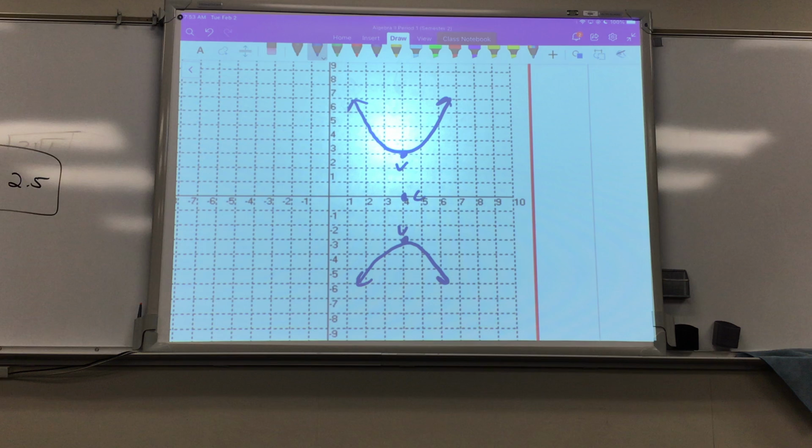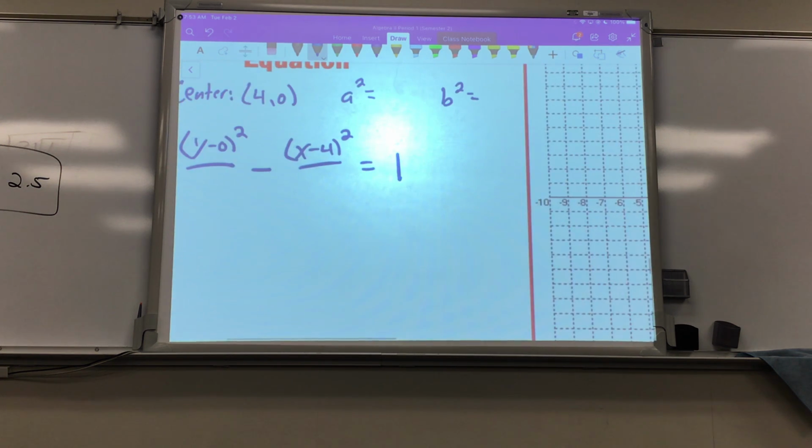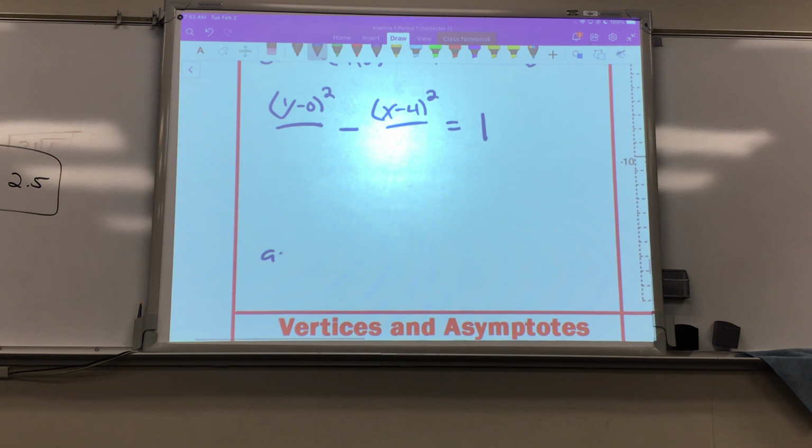Center of vertices now. What was that distance? Drew? 3. Is that A or B though? A. Vertices is always your A, right? Okay. So if A is 3, that means A squared is 9.